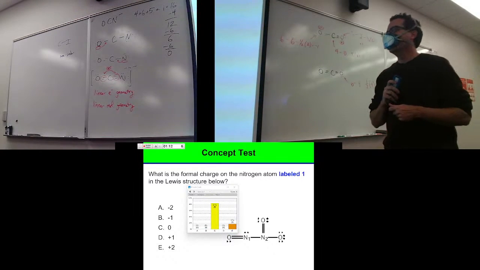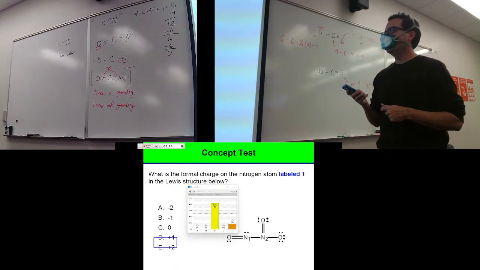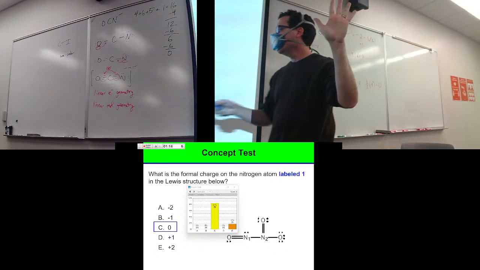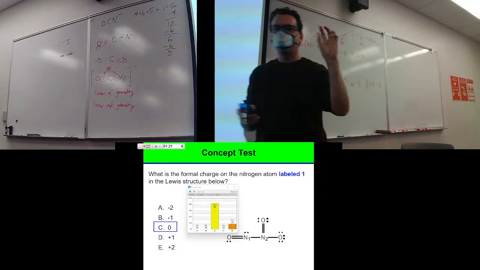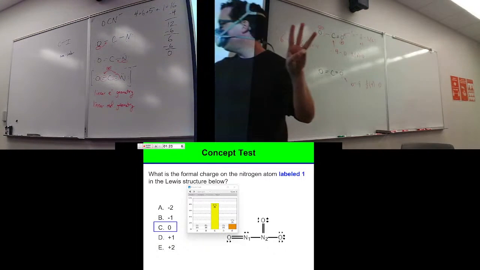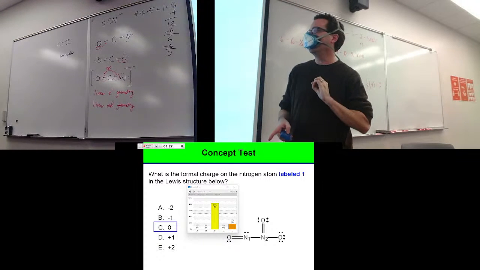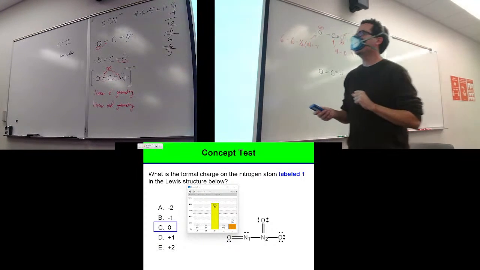Change to C. It's 0, and it is. Nitrogen's 5 valence electrons minus the 2 that are already there, 3, minus half the bonding electrons, 2, 4, 6. Half of that is 3, 0. So that's good.